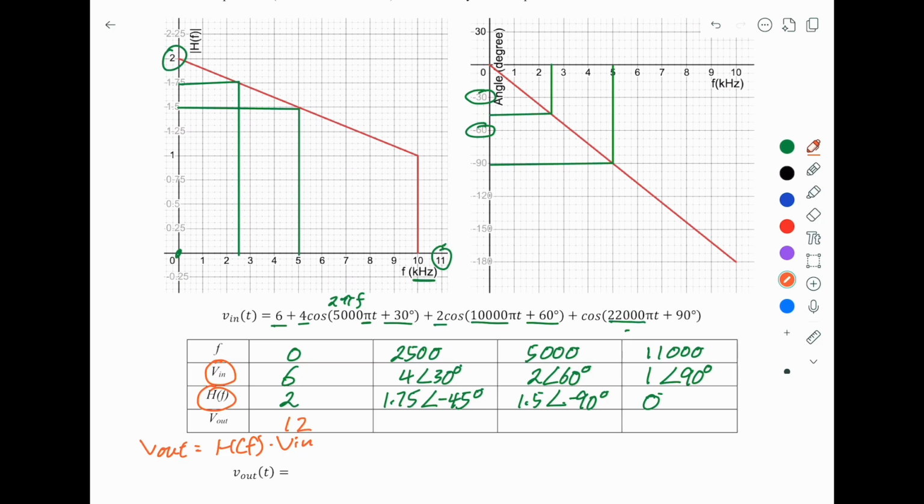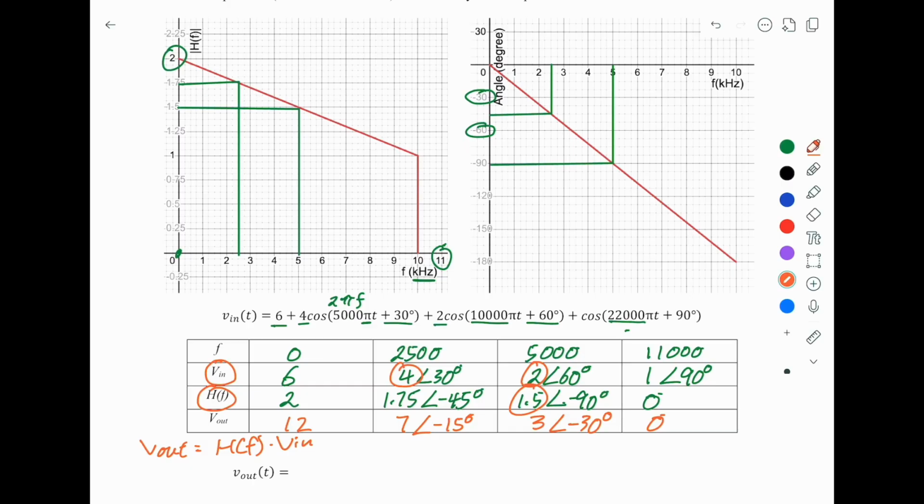And 4 times 1.75, it is 7. So we multiply the amplitude, but we shift or we add the phase. So 30 minus 45 is minus 15 degree. The same, 3 here, 2 times 1.5, and 60 degree minus 90 degree is minus 30 degree.